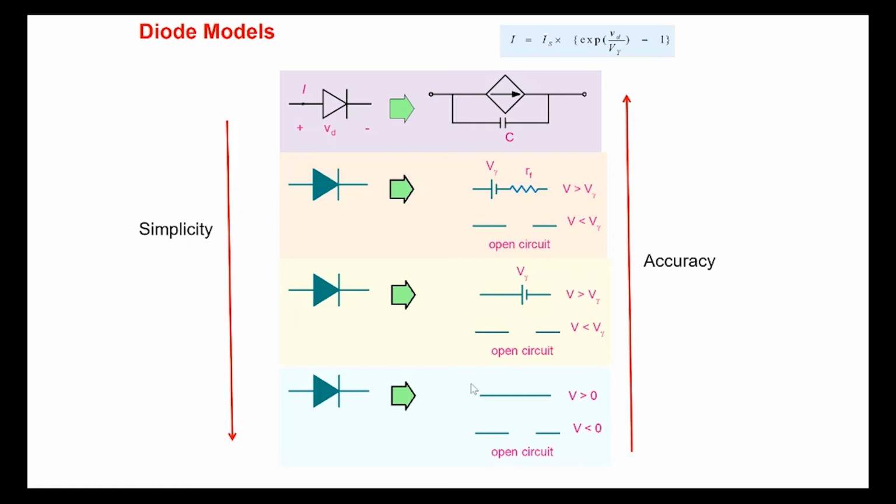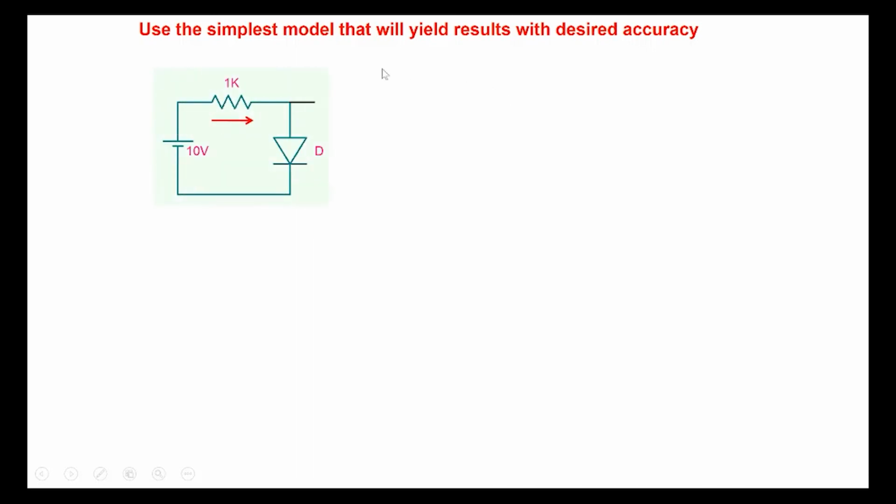And somewhere you may find that this model is adequate, somewhere you may find this model is adequate, somewhere you may have to use this. And there may be situations where none of these 3 will give you a reasonable result. You have to go back to this nonlinear diode model here. Okay. So in general, use the simplest model that will yield results with the desired accuracy.